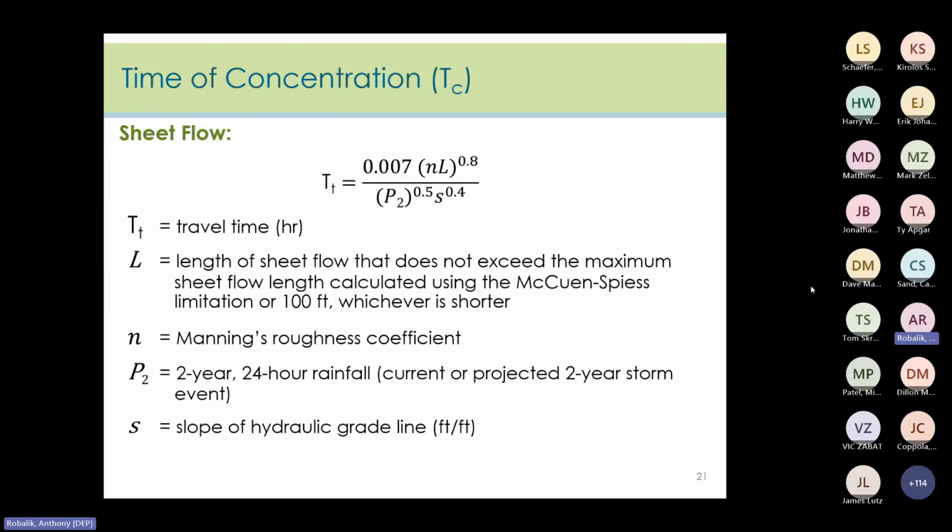Okay, so now that we covered the sheet flow length limitations, we can talk a little bit about how travel time for sheet flow is calculated. So this is the travel time equation for sheet flow, and that's using the Manning's kinematic equation, and listed here are the parameters which must be identified. So those parameters are the sheet flow length, which we just talked about, the Manning's roughness coefficient, the current and projected 2-year storm event rainfall depth, and that's depending on which storm event calculation this travel time is serving as input to. And lastly, the slope of the hydraulic grade line.